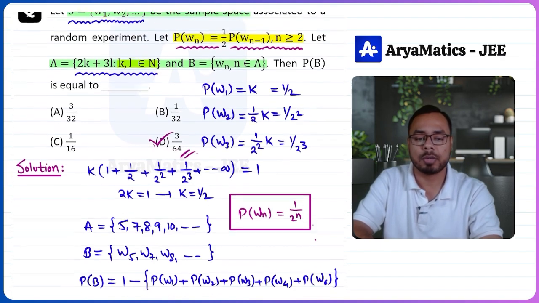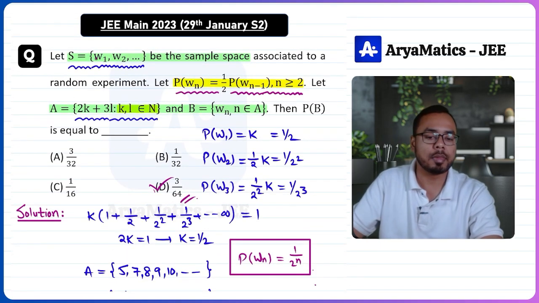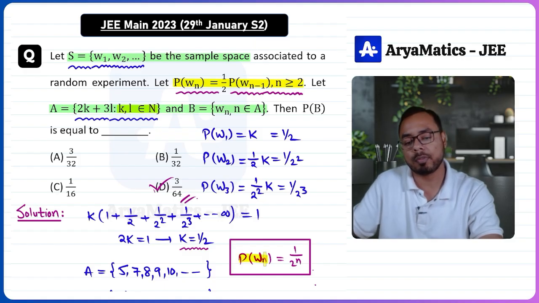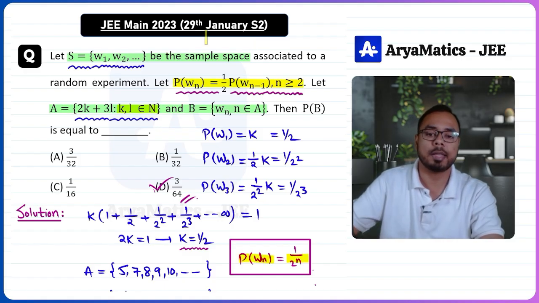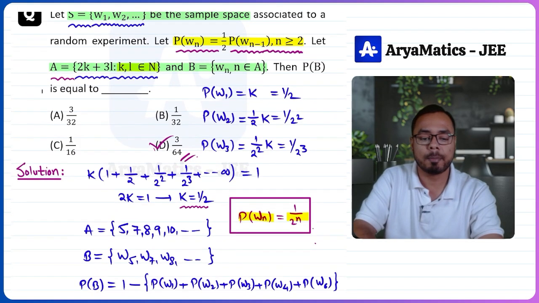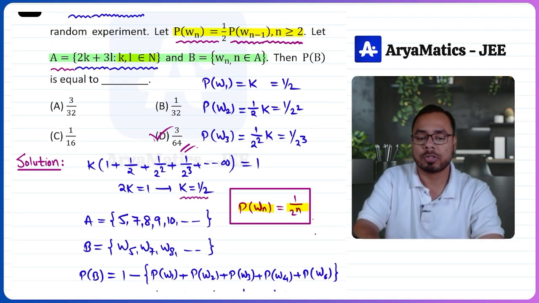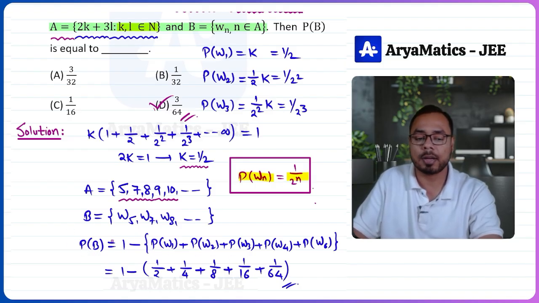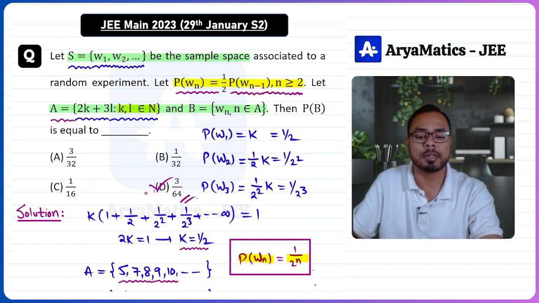Right, so in this problem, the important concept was that the probability of the sample space will be 1. So if I add all these probabilities, that sum should be 1. From there, we got the value of k as 1 by 2. Then we established that probability of omega n is 1 by 2 raised to n. And then in set A, we have all the natural numbers except the numbers from 1 to 4, and then the number 6. So in set A, we had these elements starting from 5 up to infinity except 6, and B was this set. Finally, after calculation, the probability of event B was 3 by 64, and therefore the correct answer will be option D.